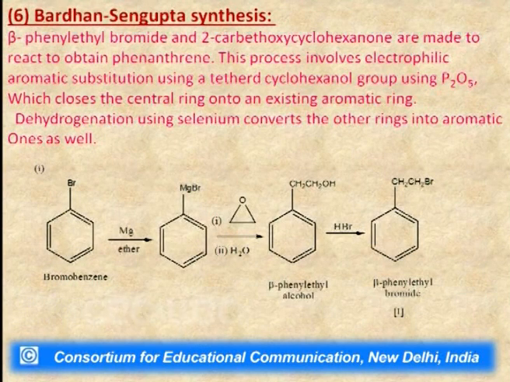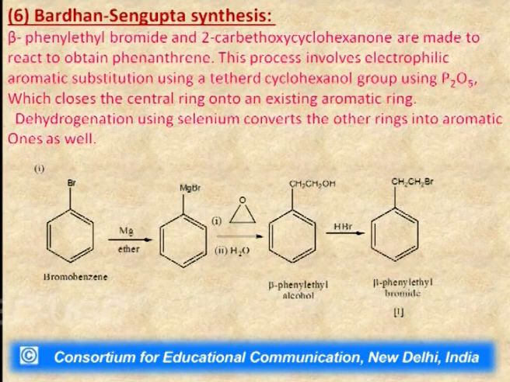Then comes the Bardhan-Sengupta synthesis. For the synthesis of phenanthrene, we have to take two ingredients. One of them is beta phenyl ethyl bromide and one is 2-carboxycyclohexanone. First we have to prepare these two ingredients, then we will condense them together to form the phenanthrene. This process involves electrophilic aromatic substitution using a tethered cyclohexanol group and phosphorus pentoxide, which closes the central ring onto an existing aromatic ring.